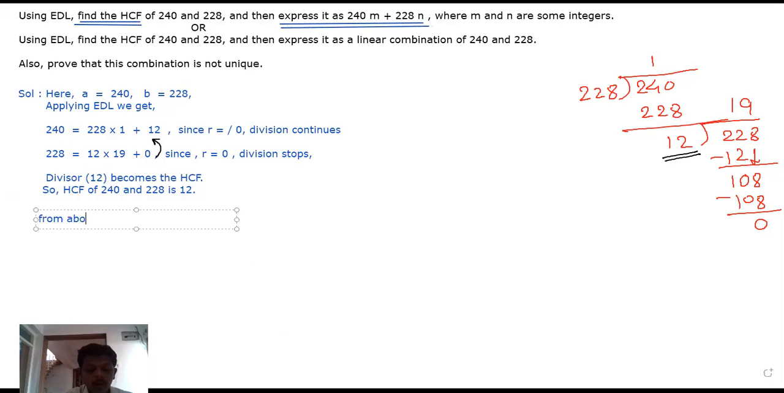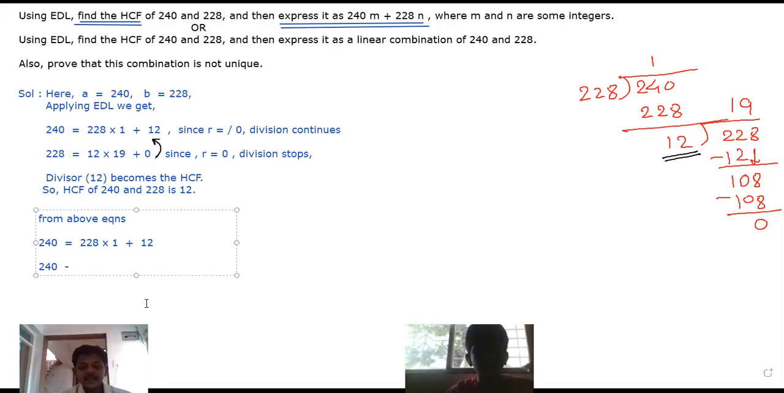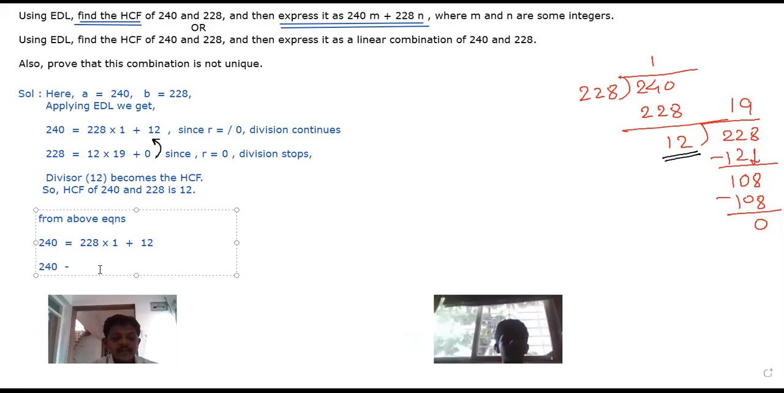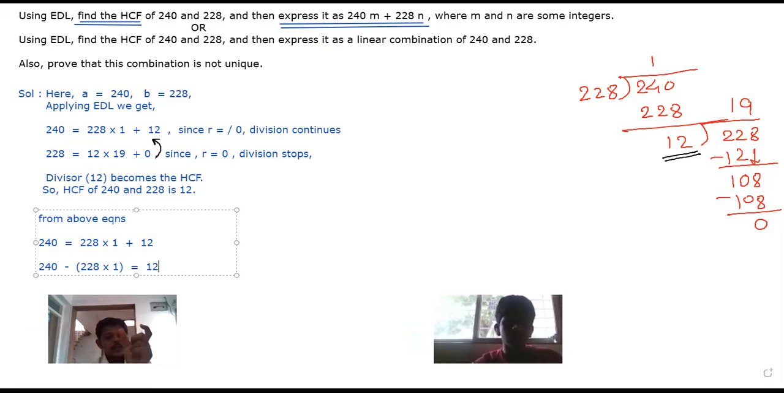So from above equations, already you have 240 is equal to 228 into 1 plus 12. You want the value of 12 in terms of 240 and 228. So that 12 remains to the right hand side. Everything else goes to the left hand side. So 240 minus 228 into 1 is equal to 12. That bracket has gone to the left hand side and become minus.